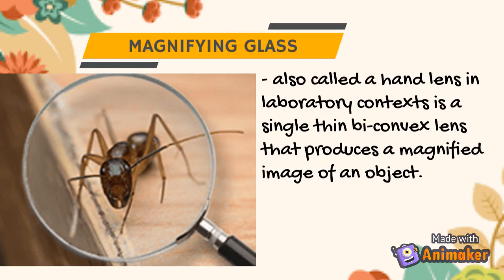Next is a magnifying glass, also called a hand lens in laboratory context. It is a single thin biconvex lens that produces a magnified image of an object. It produces a virtual image that is magnified and upright. All light rays travel to a single point.